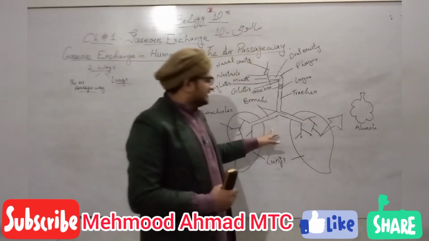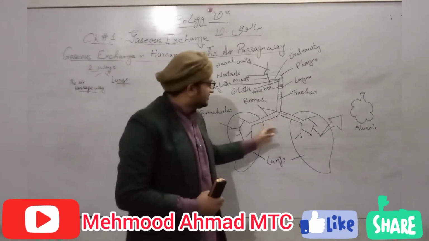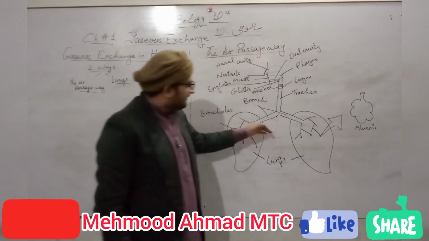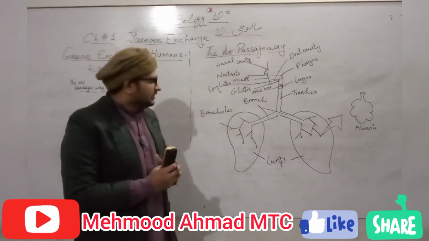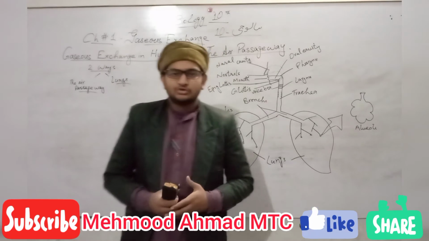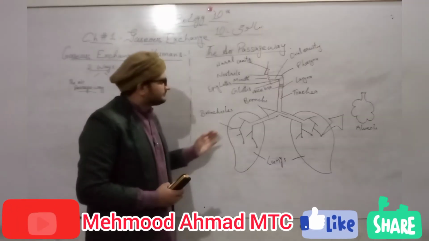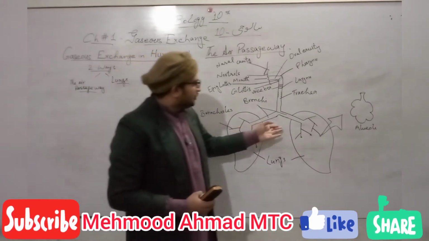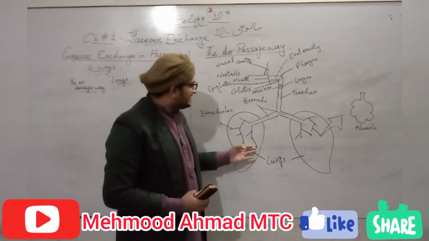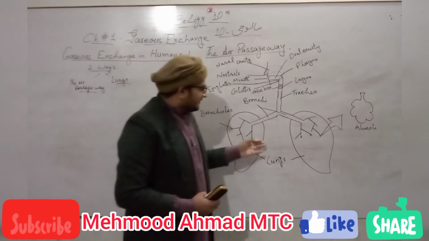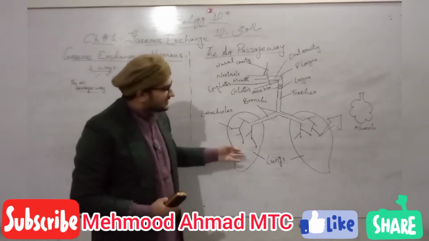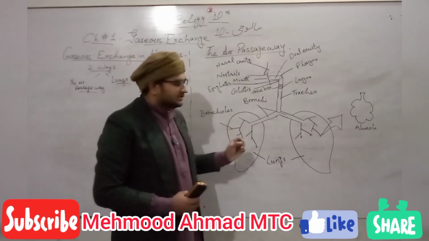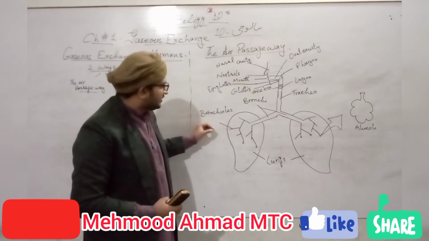The trachea divides further into 2 tubes. These tubes are called bronchi. Bronchi then further divide into pretty small tubes called bronchioles. These bronchioles open in the lungs. So the bronchi enter the lungs and divide into bronchioles. These bronchioles are further divided into alveolar ducts. These alveolar ducts are present on the ends of the bronchioles.